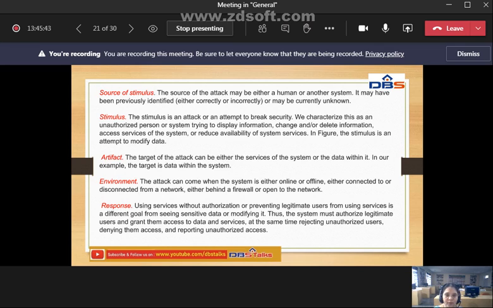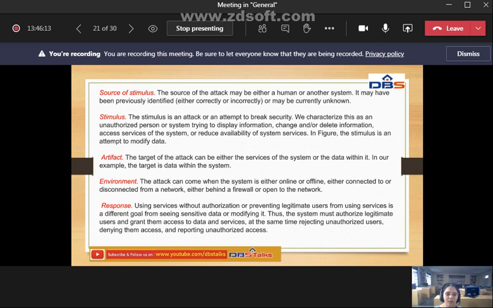It may have been previously identified, either correctly or incorrectly, or may be currently unknown. Sometimes these attacks are done by some persons. Sometimes we can identify them previously, or they are unknown attacks currently. So, the stimulus is an attack, or an attempt to break security.